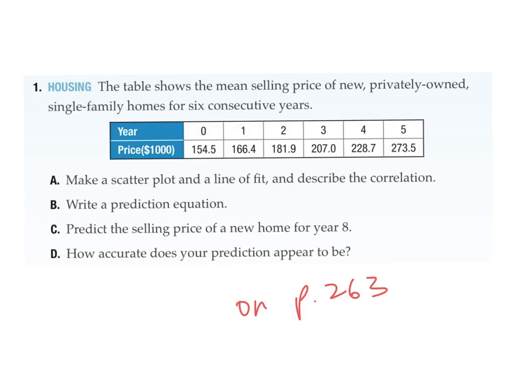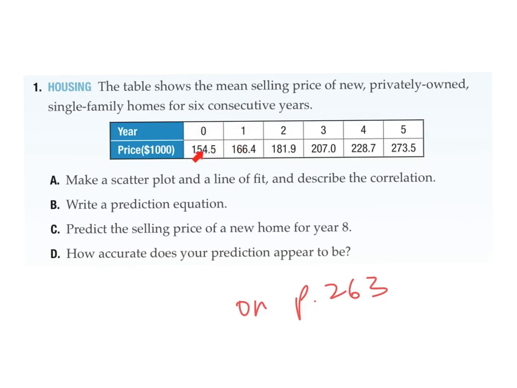What I want you to do is grab a grid because I want you to make a scatter plot with this data. The years are the independent variables. So that's your x-axis. The price. Now notice this is in the thousands of dollars. So this does not mean that a home costs $154.50. This means that a home costs $154,500. Okay? But you can use these numbers in the thousands as your y coordinates.